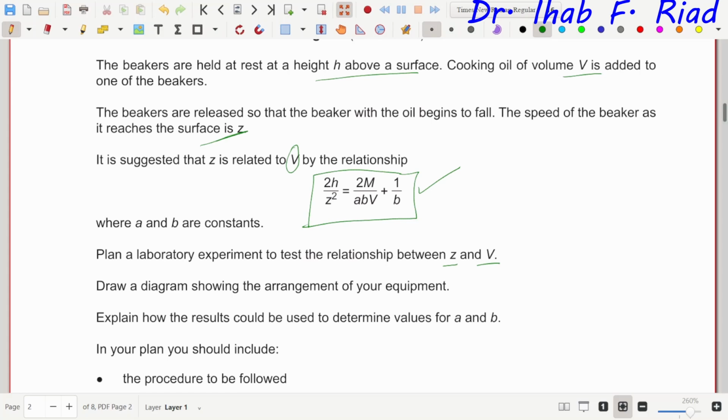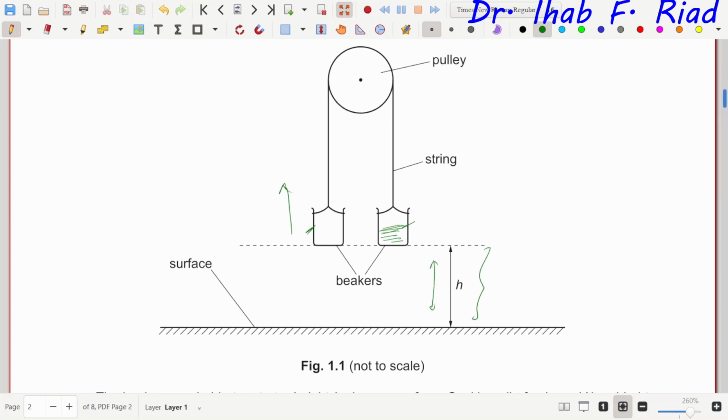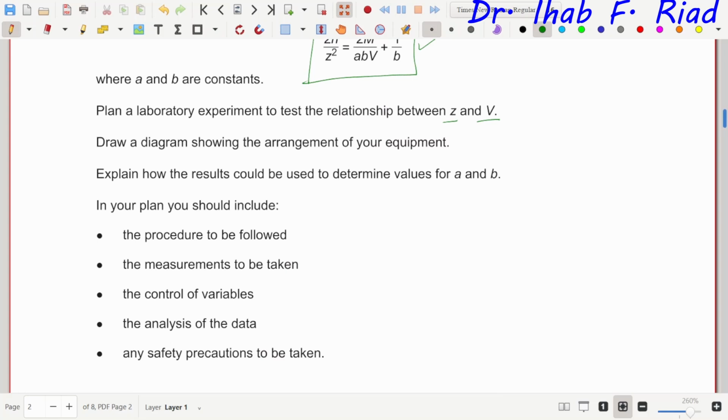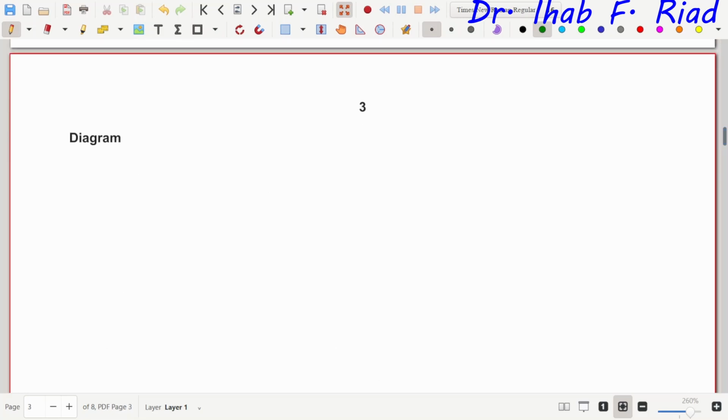If we take a good look at the experiment, we should notice that as we add more oil and allow the beaker to fall, it is going to have a larger velocity before hitting the surface, if we always make them fall the same distance h. So, to go about answering this question, we need to make a sketch first. This is the sketch of the experimental setup that we are going to use.